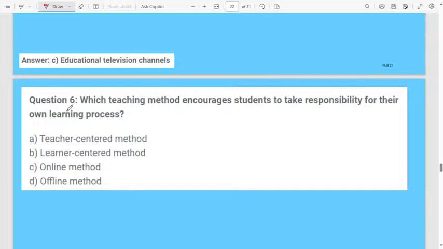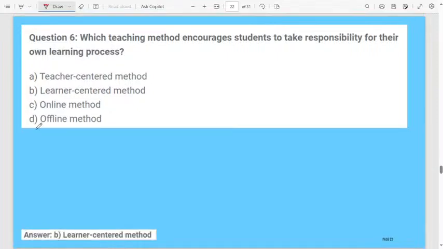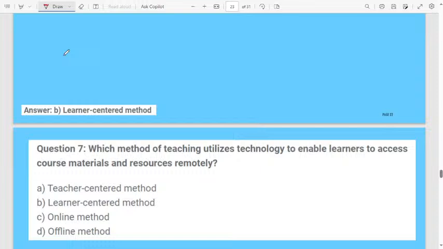Next, question number 6. Which teaching method encourages students to take responsibility for their own learning process? First option, teacher-centered method. Option B, learner-centered method. Option C, online. Option D, offline method. Here, which teaching method encourages students? Encouraging students means own learning skills. Learner-centered method.